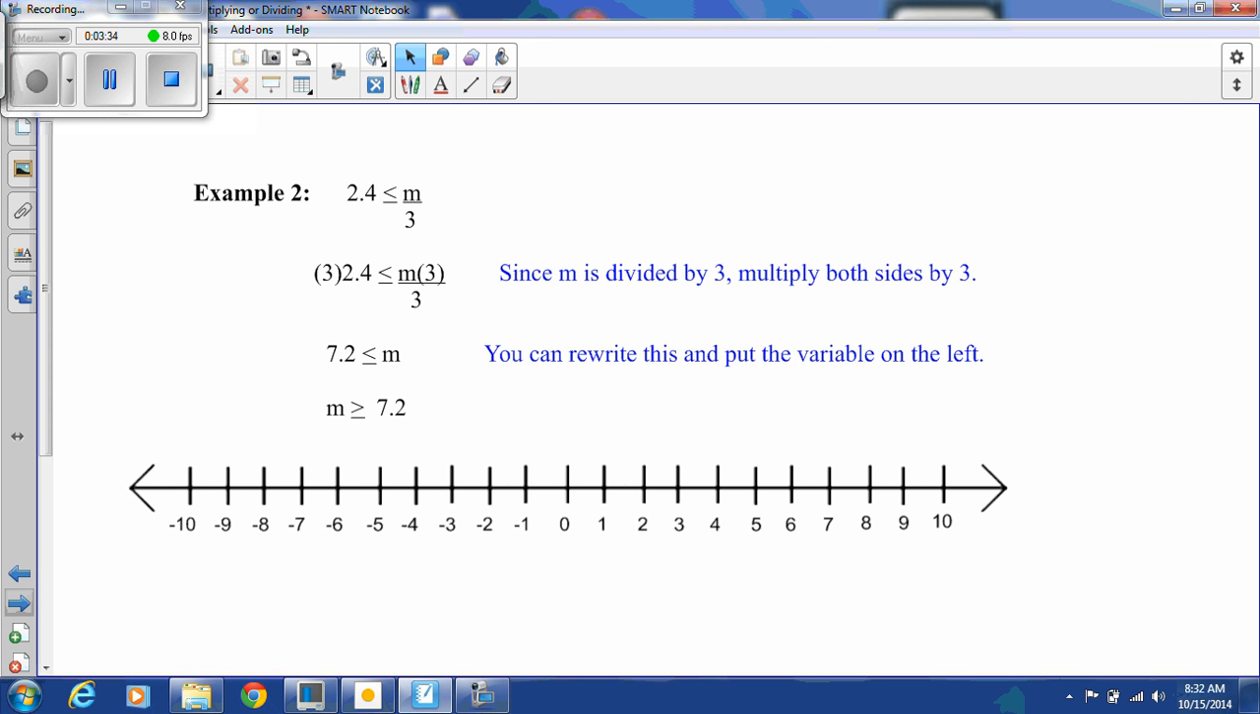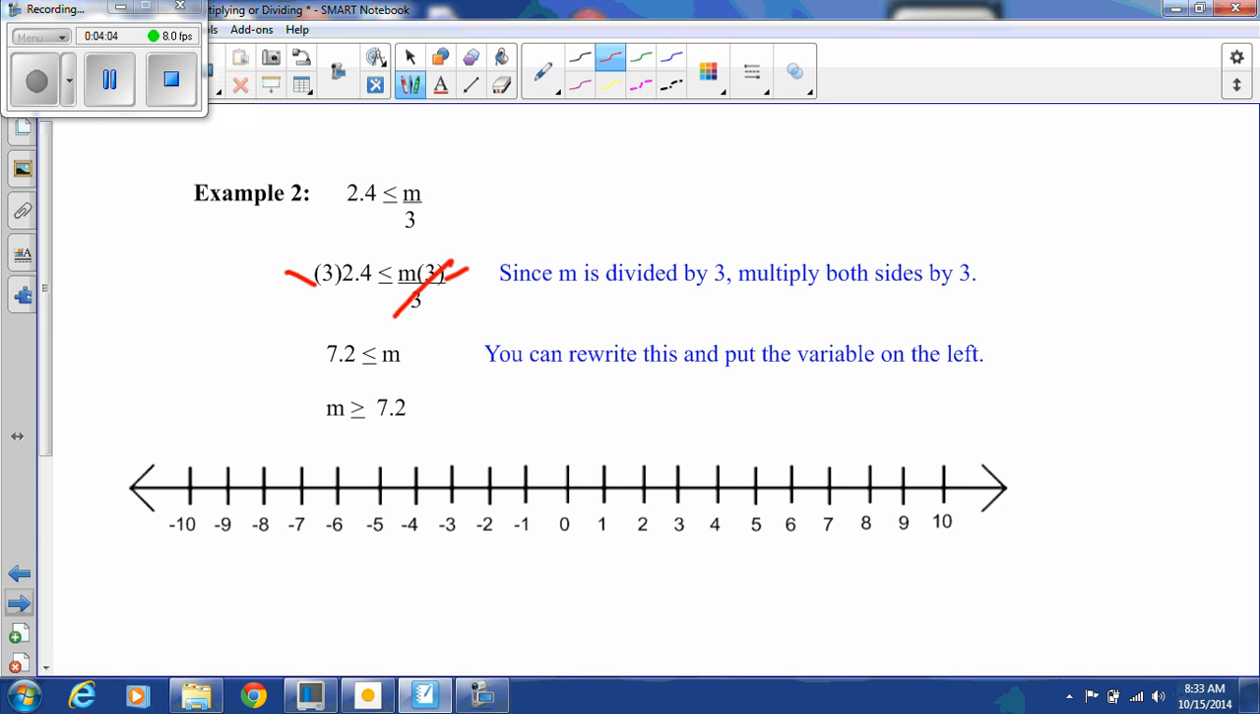Looking at a division problem, we have 2 and 4 tenths is less than or equal to some number m divided by 3. Since m was divided by 3, we're going to multiply both sides by 3, giving us 7 and 2 tenths is less than or equal to m. Now remember, you can flip the whole thing over to rewrite it with the variable on the left, and then you can shade in the direction of the arrow.